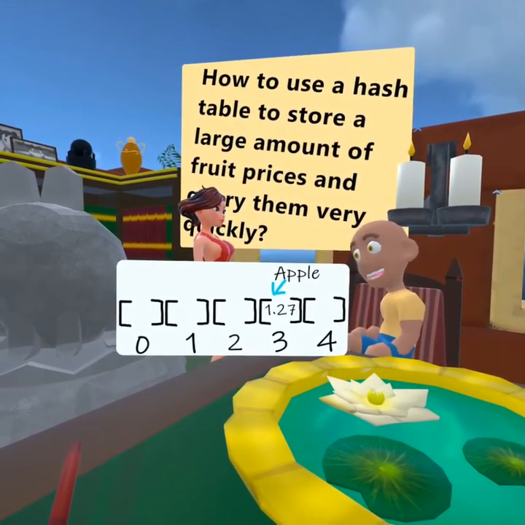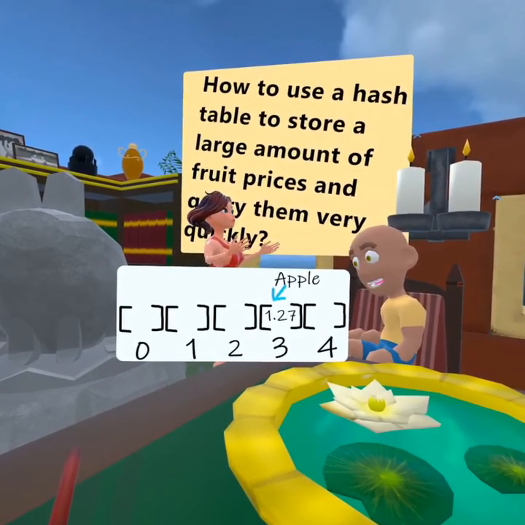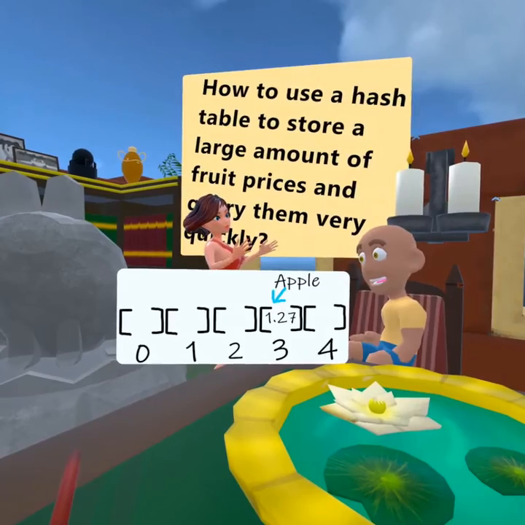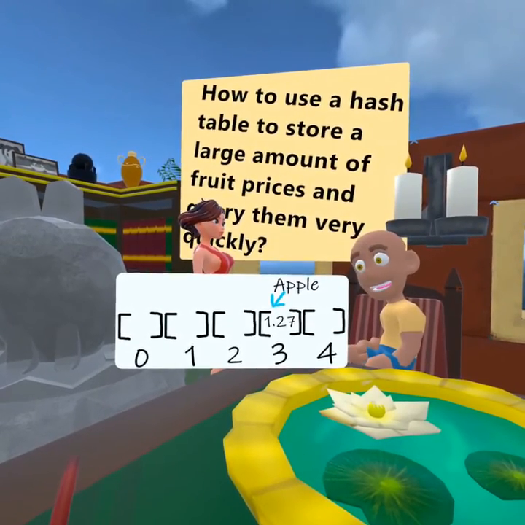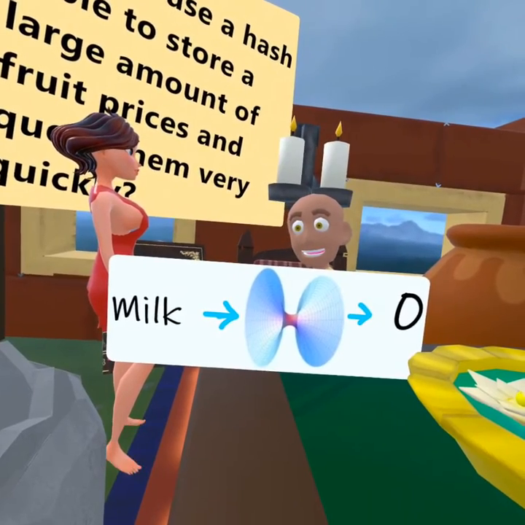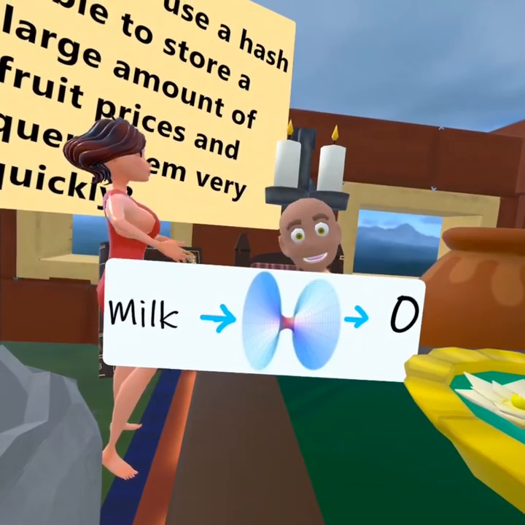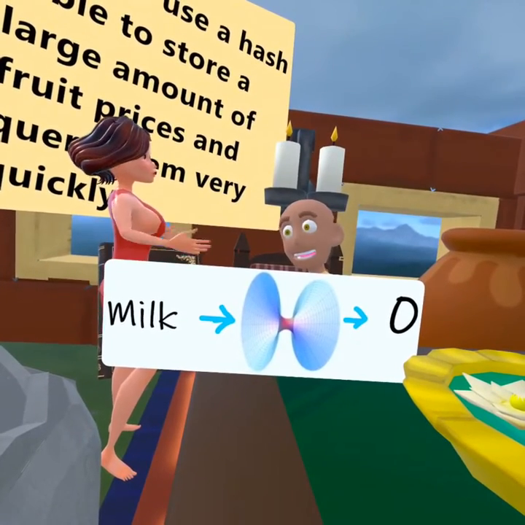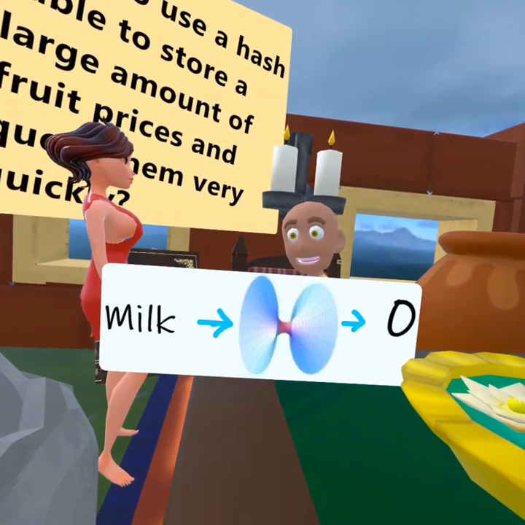Next, store the price of milk in the array. For this reason, milk is used as the input of the hash function. The output of the hash function is 0. So we store the price of milk at index 0. Keep repeating this process, and eventually the entire array will fill up with prices.